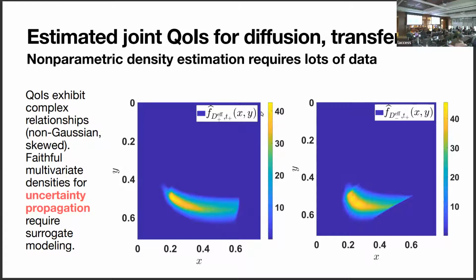The output quantities, right? So here, for example, these joint densities of the diffusion and the transference number are very non-Gaussian things. They kind of look like bananas, maybe. So the next question we wanted to think about was, how do you do some sensitivity analysis for the system? And the graph structure suggests certain tools.